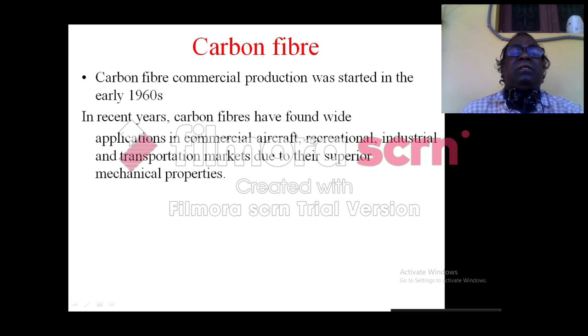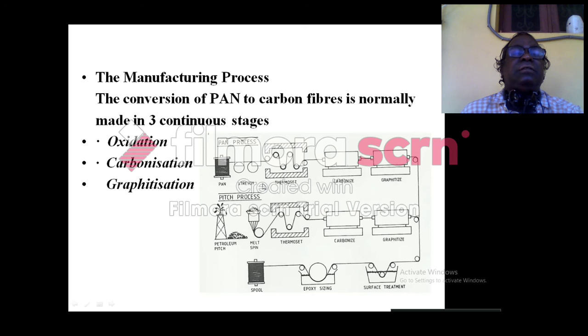And in carbon fiber, the commercial production was started in 1960. So in recent years, carbon fiber has come into wide use. It is one type of reinforcement. Instead of glass, the fiber will be in the form of carbon. In commercial aircraft and the industrial and transportation markets, carbon fiber is used because of the superior mechanical properties, such as tensile strength and elongation. These properties enhance the use of carbon fibers.